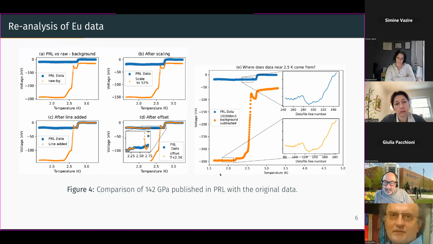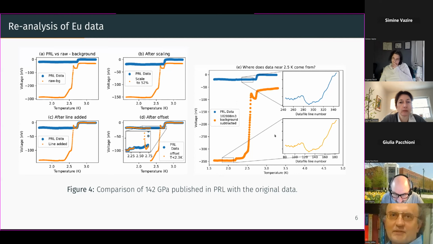So data from down around 2 Kelvin, irrelevant to this data up around 2.5, was simply copied and pasted up into this region. And you can see that very clearly by comparing the data up here with the data down here from this other file.